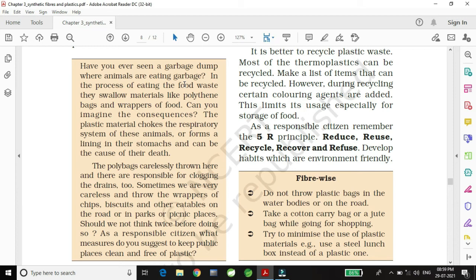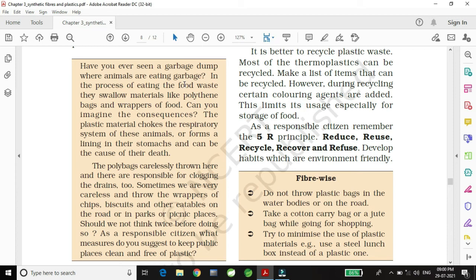As a responsible citizen, what measures do you suggest to keep public places clean and free of plastics? So mostly when we are going to any public places, we should throw all the plastic things in the garbage bin or in the dustbin, so that we can keep our environment clean and free from plastics.